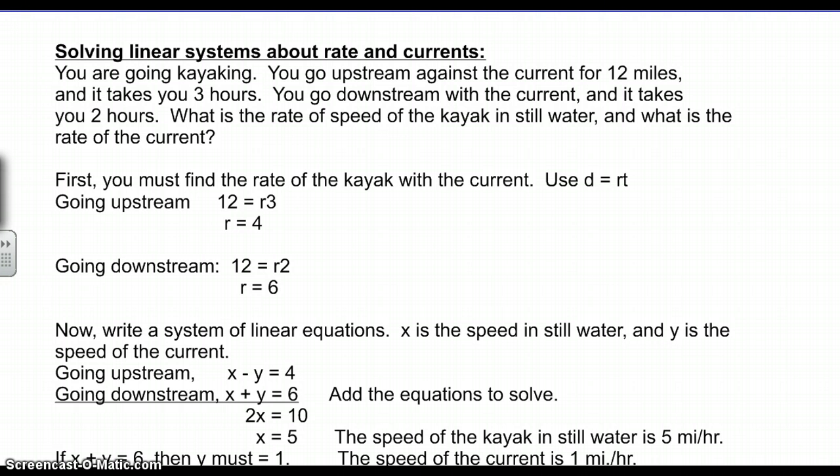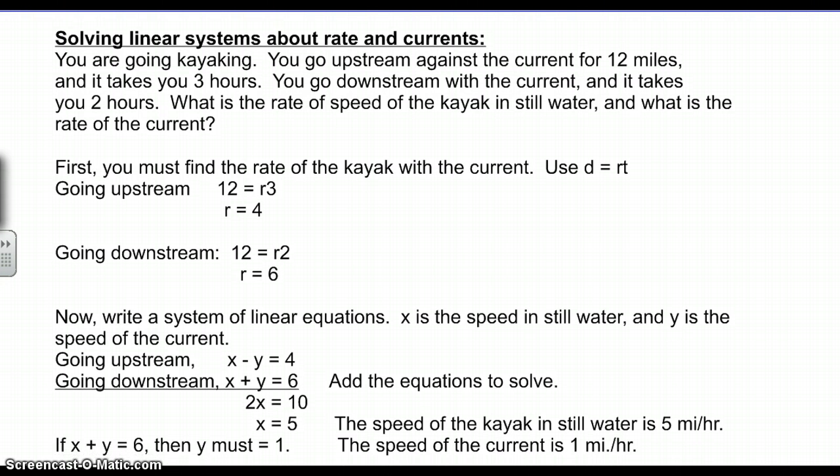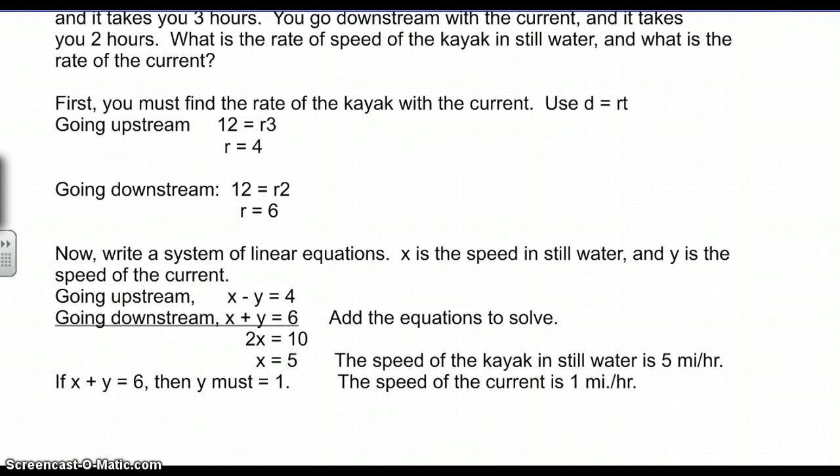So we're going to write a system of linear equations and make sure you identify which variables you're using for what here. Please define them or you're going to have difficulty answering the question at the end. I usually set x as the speed in still water and y as the speed of the current. If you use those two variables, then going upstream, x minus y, because going upstream the current's fighting you, so it's taking away from your speed. So x minus y equals 4, the rate that we calculated at the beginning. And going downstream, x plus y equals 6. See, now you have the help of the current. Downstream you're always adding, upstream you're always subtracting.